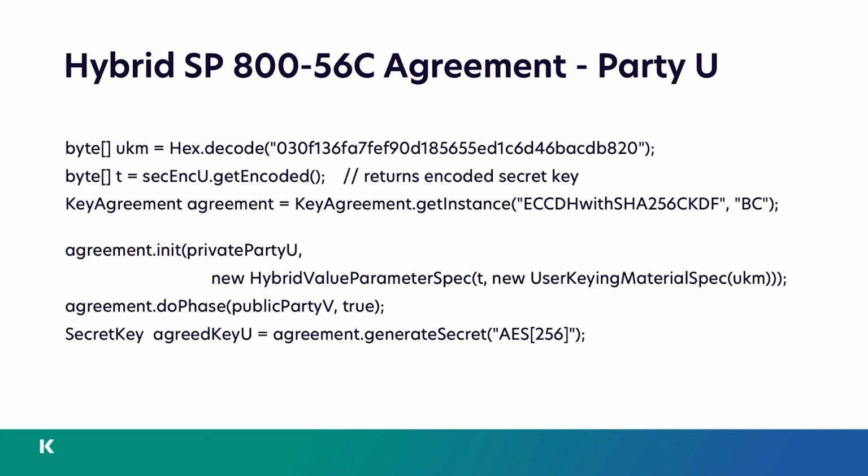And party V is very similar. We have the same user keying material, we get the T value, we request the same key agreement, we initialize the agreement using party V's private key this time, and we create the hybrid value parameter spec the same way. We do the agreement using party U's public key, and then now we have the agreed key for party V.